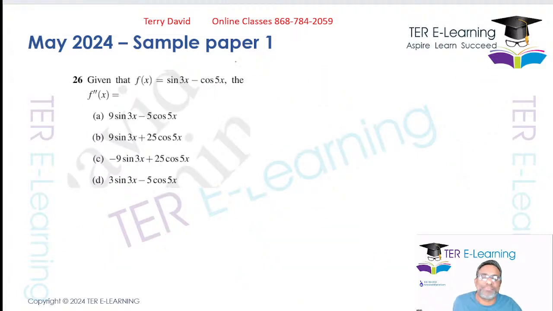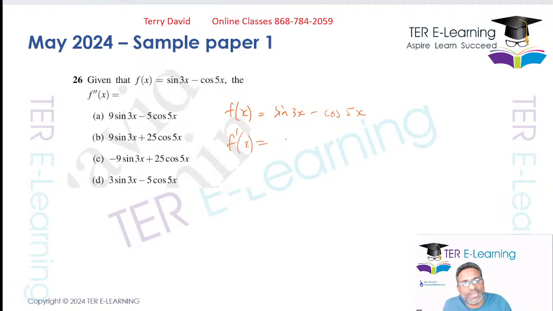Alright, so that's 25. Question 26, we have a differentiation question. We have f of x equal to sine 3x minus cosine 5x. f double prime is the second differential, so let's first find the first differential. When you differentiate sine, you should get cosine, so this should be 3 cosine 3x. When you differentiate cosine, you're going to get negative, so this becomes plus 5 sine 5x. So that's your first differential.